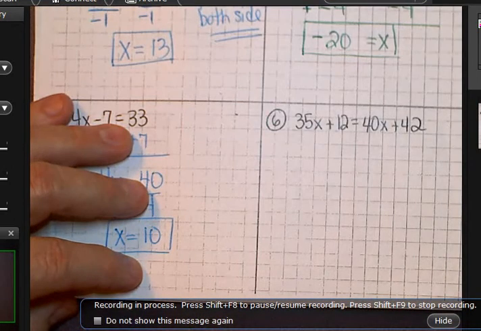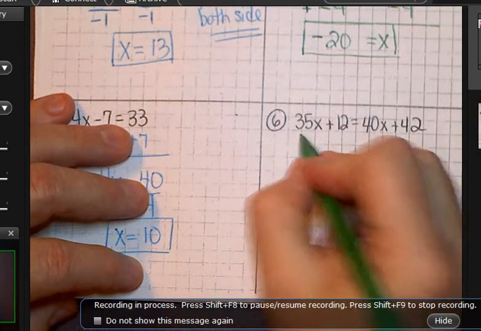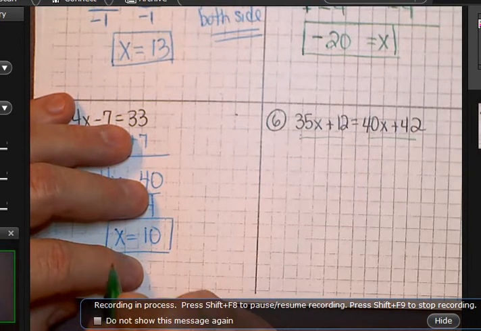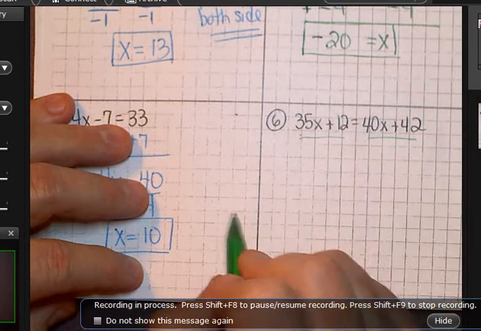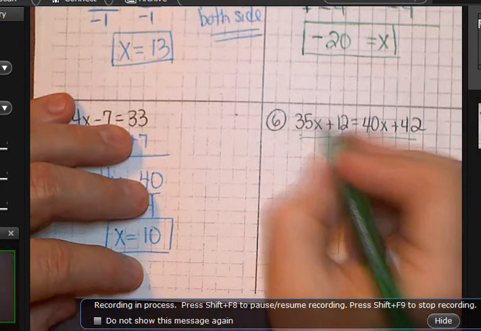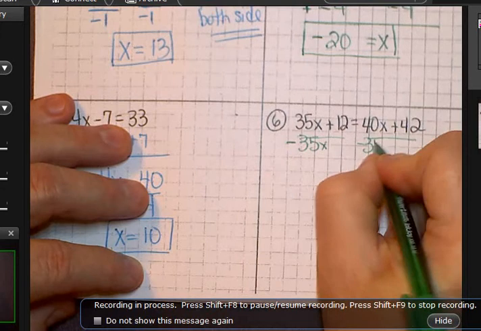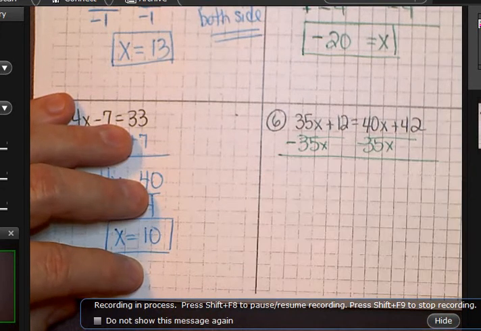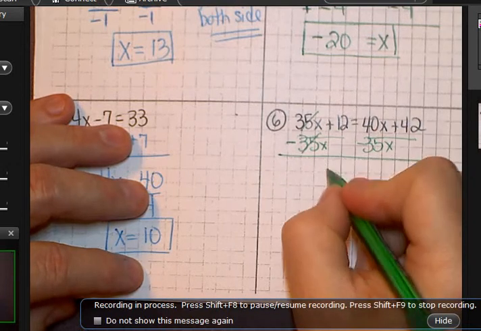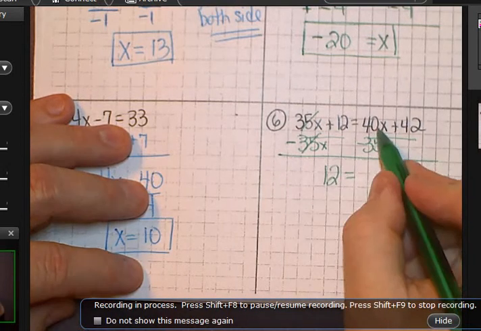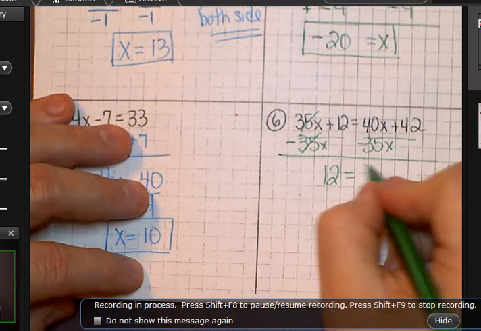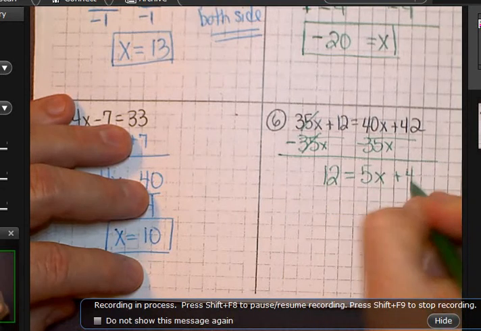And last one for this do now. Again, this side is simplified, this side is simplified. Can't do anything with it. Remember that equal sign separates your sides. So I'm going to take the smaller coefficient of the x, and I'm going to subtract that value or expression from both sides. These will cancel. I'm left with 12 is equal to 40x minus 35x is 5x plus 42.